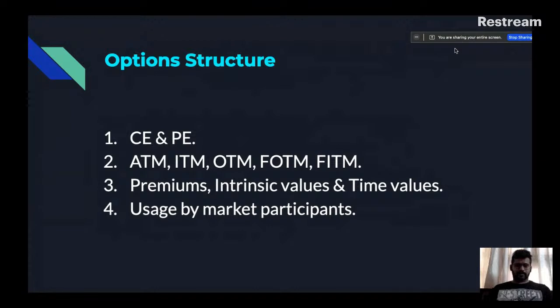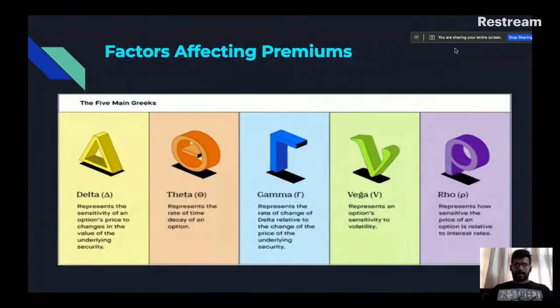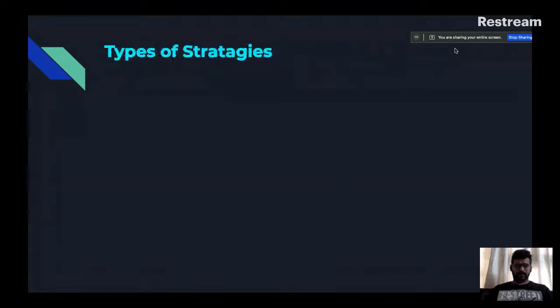Right now, what we have discussed is the first 2 points: what is CEP and what is ATM, ITM, OTM, and FOTM and FITM, and how we use all these options as market participants, how time value works, and how the premiums work. So this is the flow actually, and then we come to the options Greeks and how they affect the premiums. Then these are the strategies.